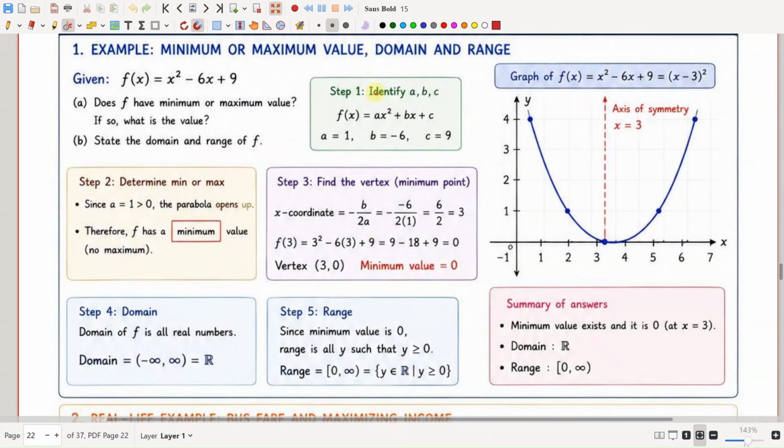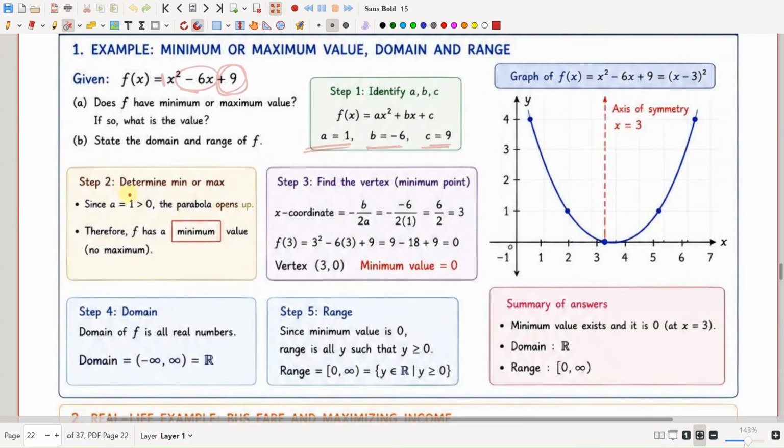So step 1, you have to identify a, b and c from this generic equation. So here the coefficient is 1, so a is equal to 1. Here the coefficient is minus 6, so b is minus 6. Here the constant term is 9, so c is equal to 9.